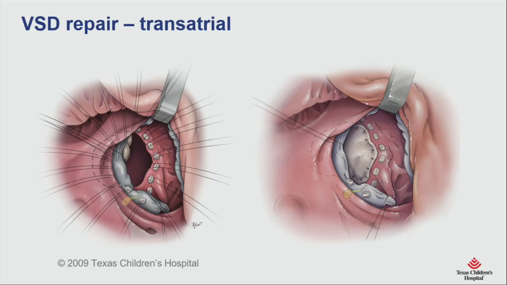The most common way of closing a defect surgically is a transatrial approach. We open the right atrium and work through the tricuspid valve. In this case, you have a perimembranous defect with basically the border being the tricuspid valve, and you see the aortic tricuspid valve continuity. You can close it either with pledgets or running suture, etc.